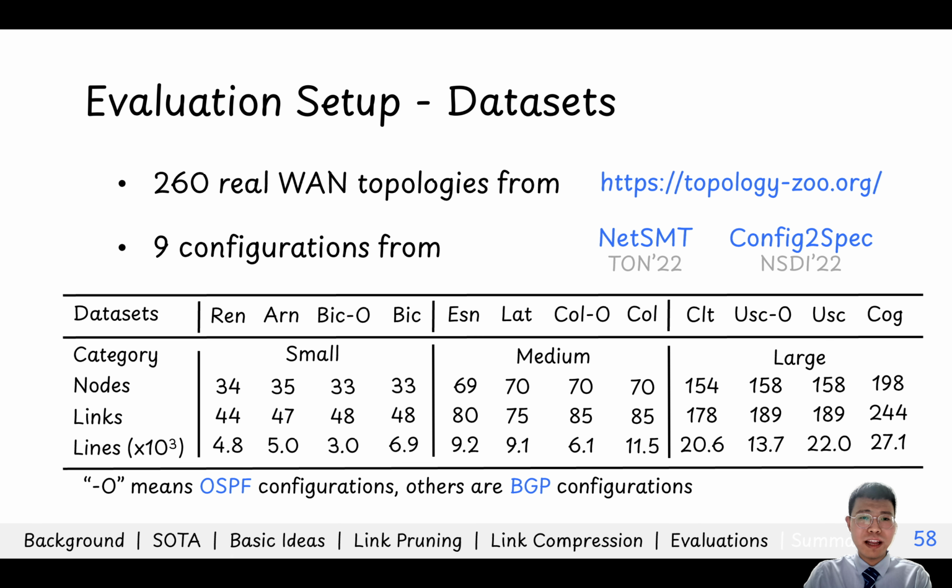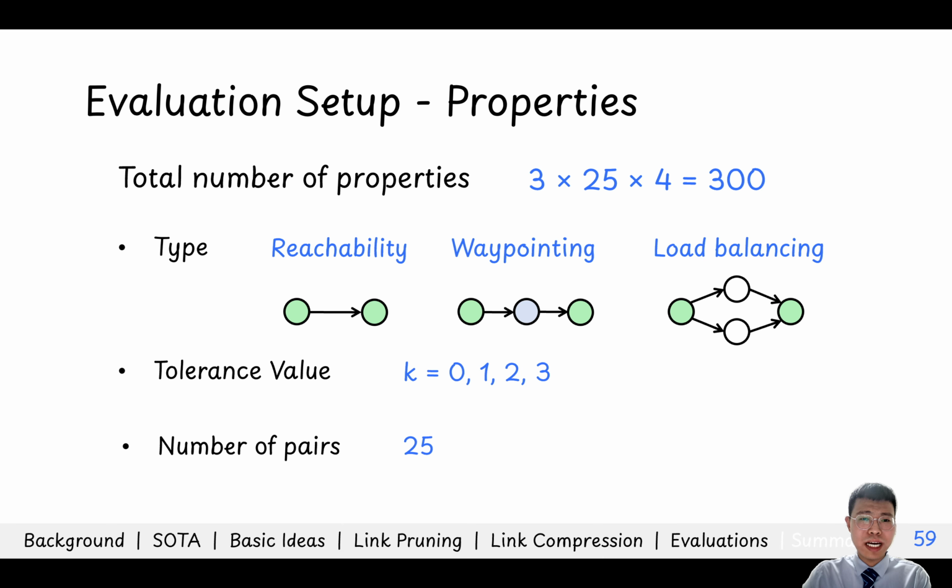For evaluation setup, we use 260 real WAN topologies from Topology Zoo and 9 configurations from NetSMT and Config2Spec. These configurations span small, medium, and large sizes. Here, we use O to represent OSPF configurations and I to represent iBGP. We check 3 types of properties, including reachability, waypointing, and load balancing, with their tolerance values set as 0, 1, 2, and 3, respectively, and we select 25 pairs. Therefore, for each network, we will verify 300 properties.